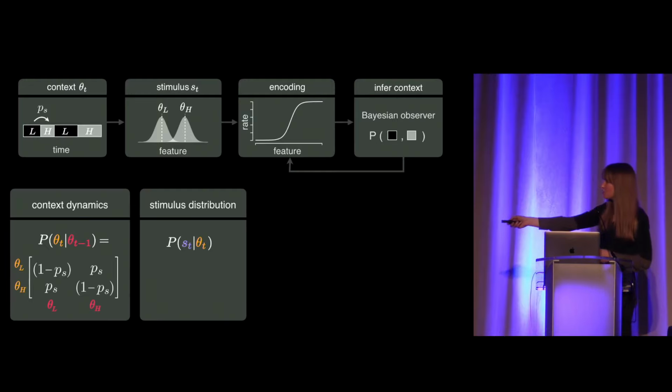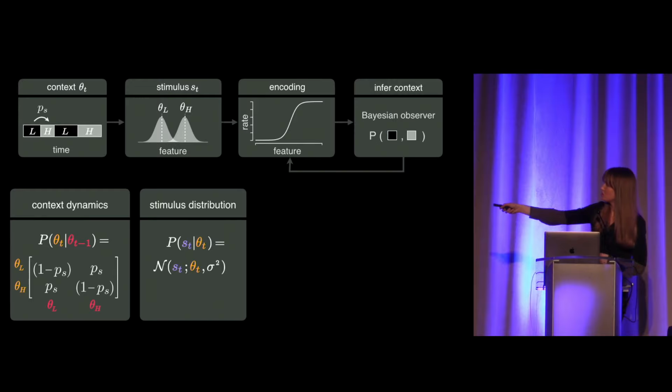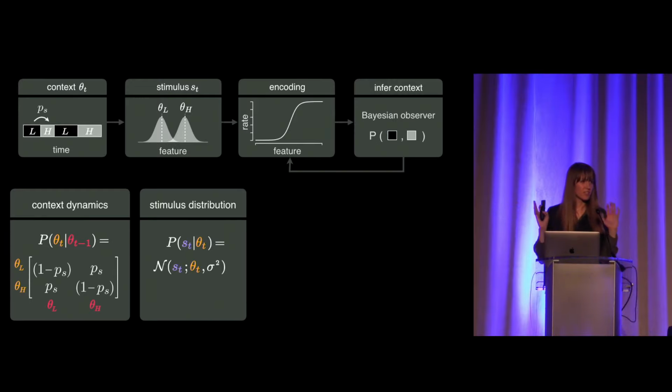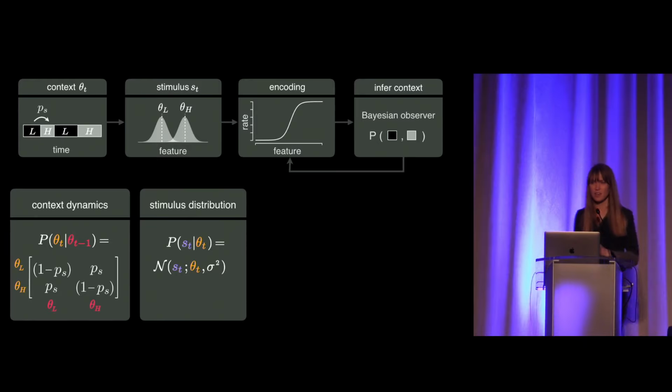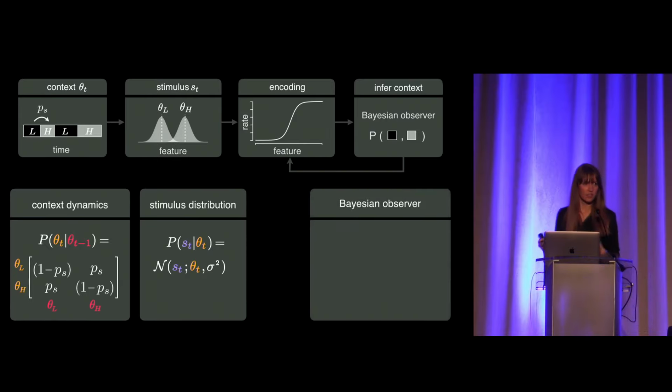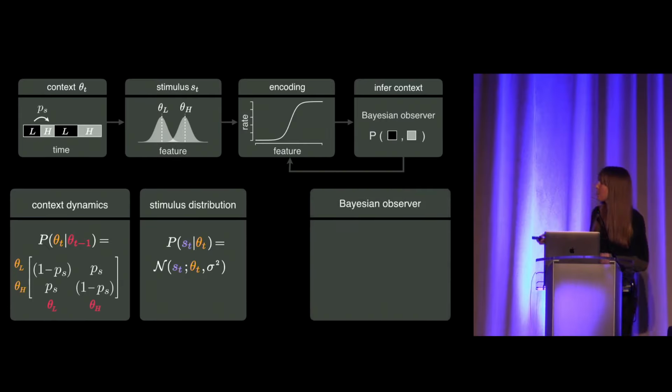And we're going to take this distribution to be Gaussian with a mean centered at theta t. So this just represents what we sketched out above. Okay? So these are the assumptions that we're making about our simple environment, and now we're going to derive a Bayesian observer that can infer this underlying context.